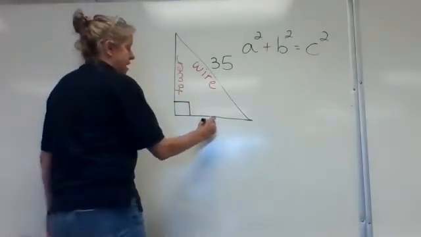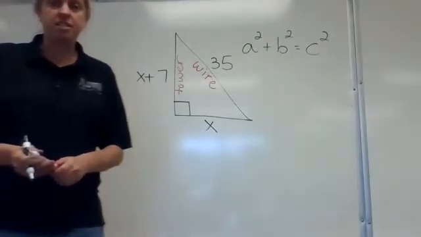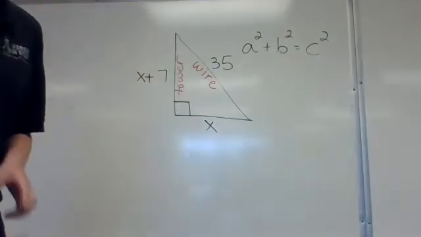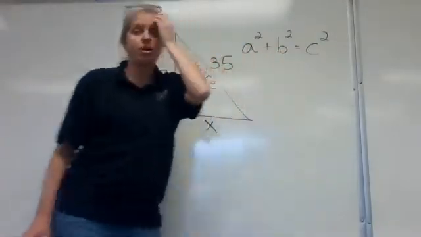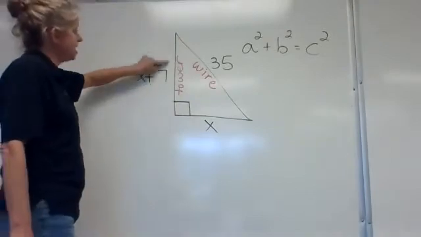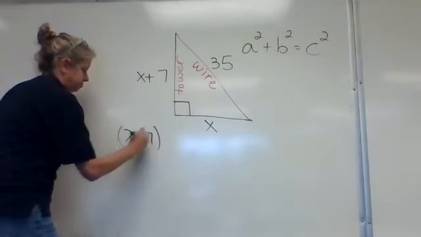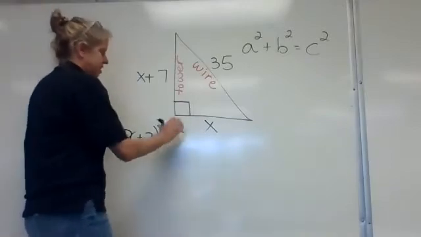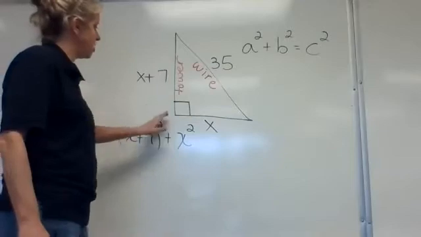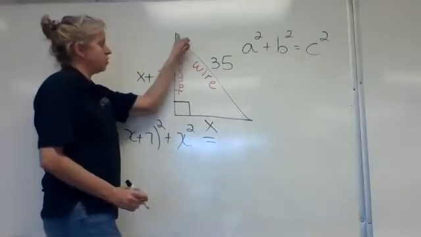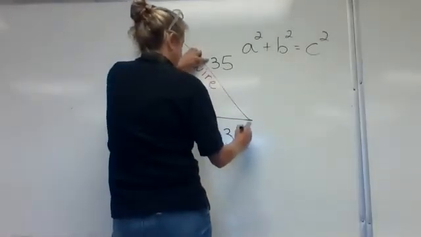So let's see, if this side is my X and this side's 7 feet longer than that, it's X plus 7 more. Now let's use this information and plug it into our Pythagorean theorem. This side squared, X plus 7 squared, plus this side, which is just my X, and I've got to square it too, right? This side squared plus this side squared is equal to the diagonal, which is the hypotenuse, and this one is 35 squared.